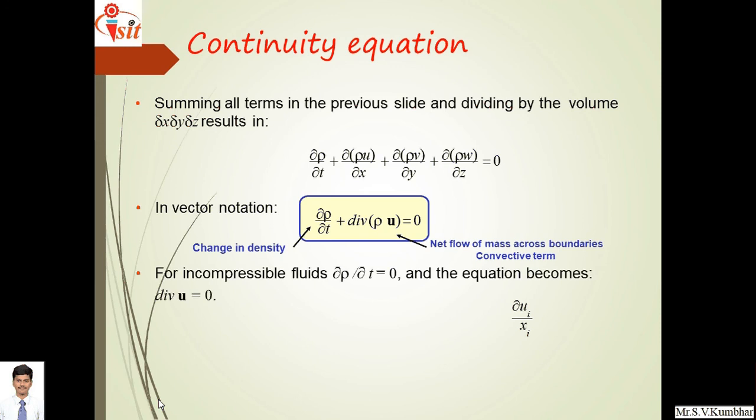For incompressible fluid, ∂ρ/∂t is equal to 0. So alternatively, we can write it as ∂u/∂x + ∂v/∂y + ∂w/∂z = 0.